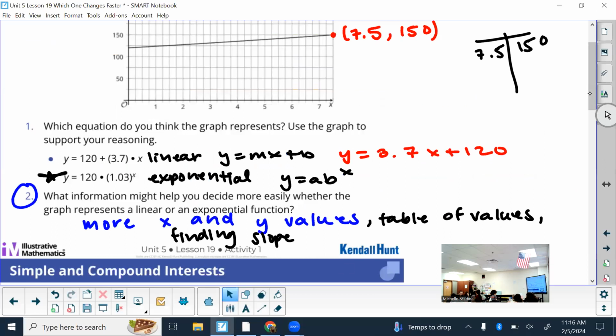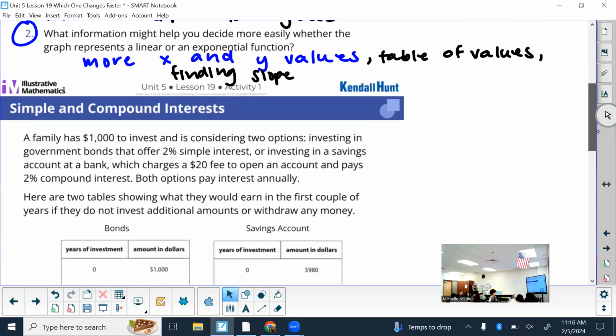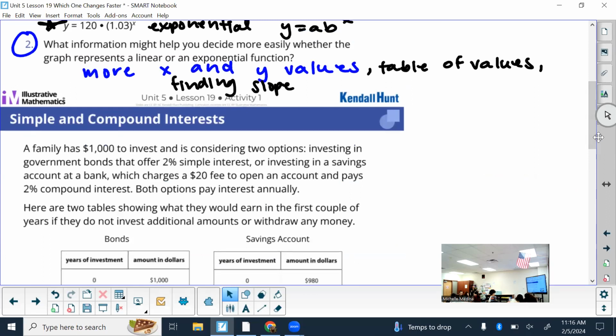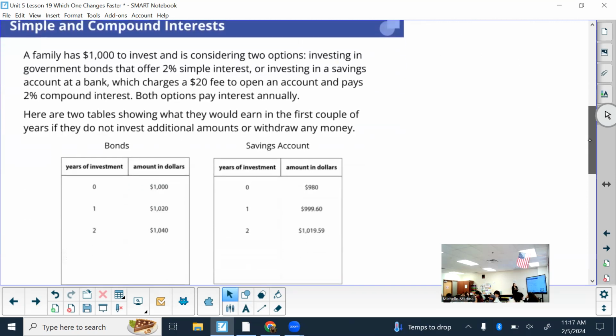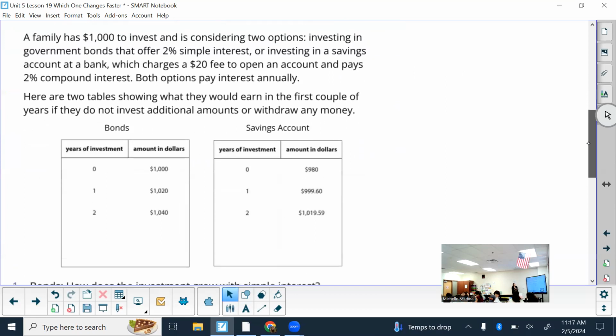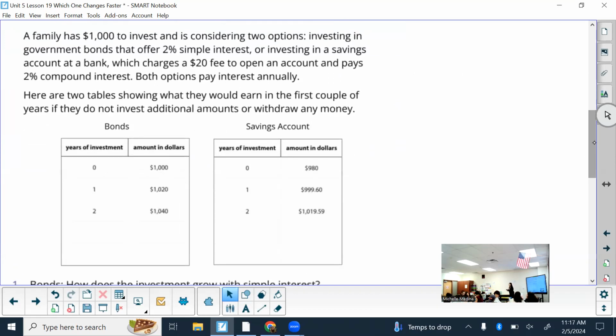Okay, so next activity, and I'll only go halfway so that people can still write. The next activity, simple and compound interest. A family has $1,000 to invest and is considering two options: investing in government bonds that offer 2% simple interest, or investing in a savings account at a bank which charges a $20 fee to open an account and pays 2% compound interest. Both options pay interest annually. Here are two tables showing what they would earn in the first couple of years if they do not invest additional amounts or withdraw any money.